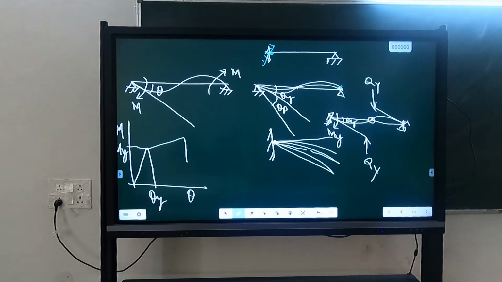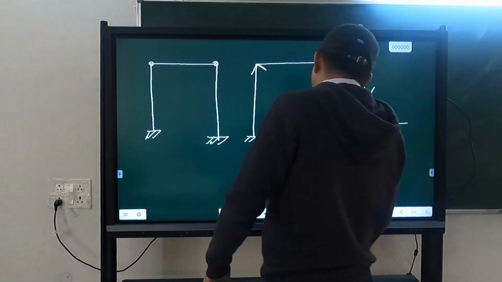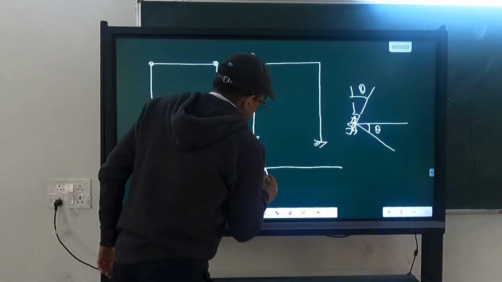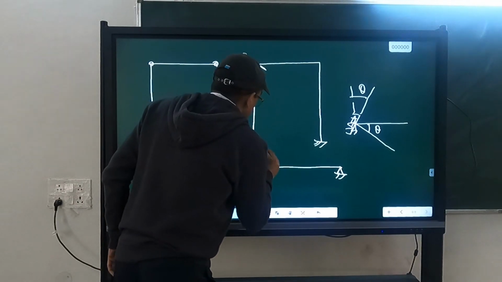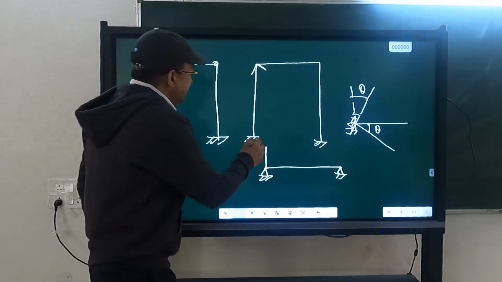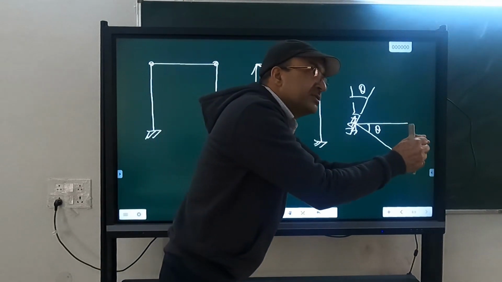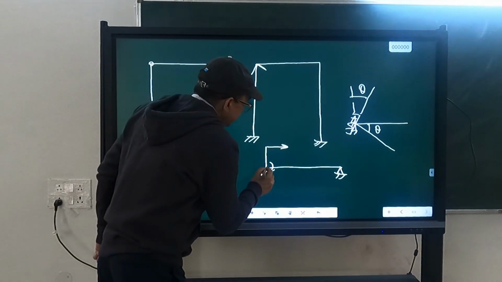How to apply a moment? A load you can apply simply by hanging a weight or keeping a weight. But how are you going to apply a moment? At any point, if you have to apply a moment, how will you apply it? By giving a lever. You have to create a lever also. So for applying a moment here, you have to first bend a member like this, and then push this member. Then only the moment will be applied.